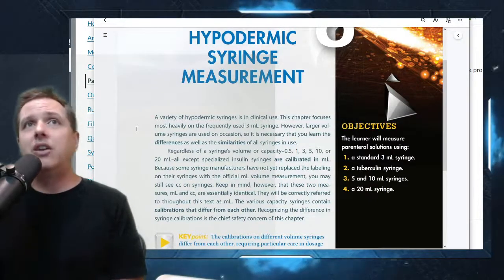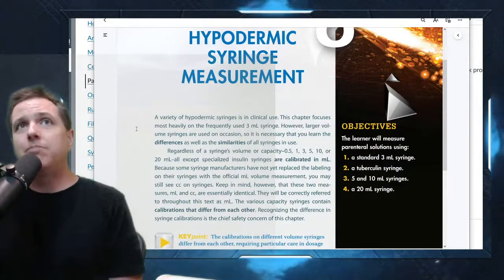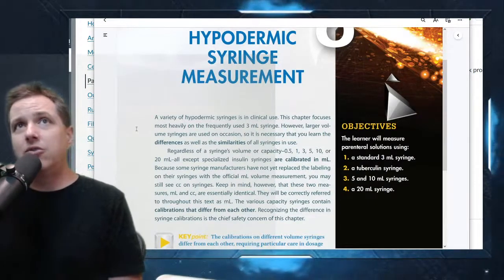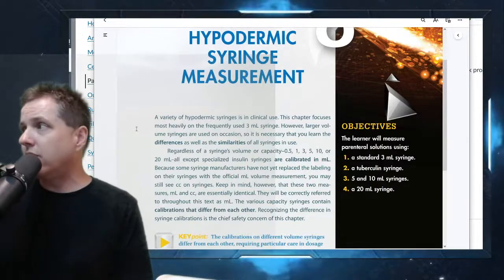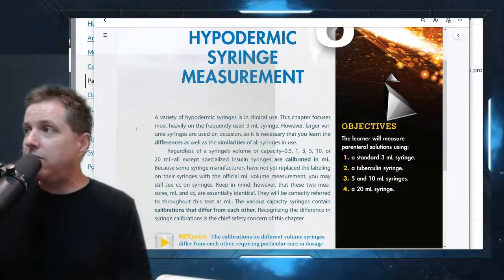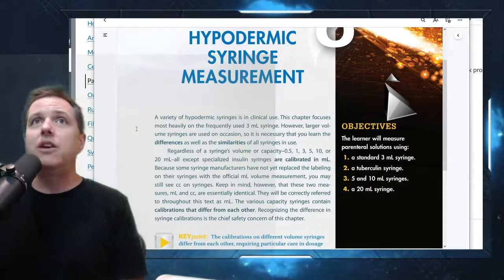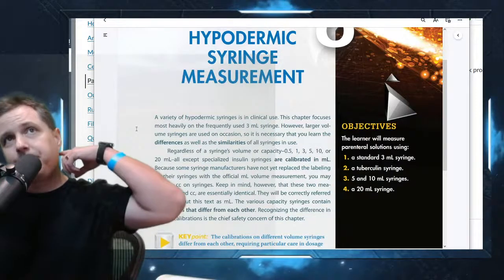And it's saying that regardless of syringe's volume or capacity, all except specialized insulin syringes are calibrated in milliliters, right? So remember, we did that work with the metric system. Looks like many of you did very well dealing with the metric system. Well, we're putting it to use right here with the milliliters, right?